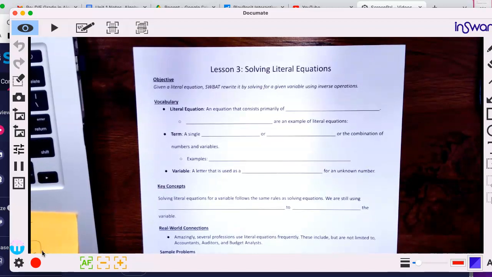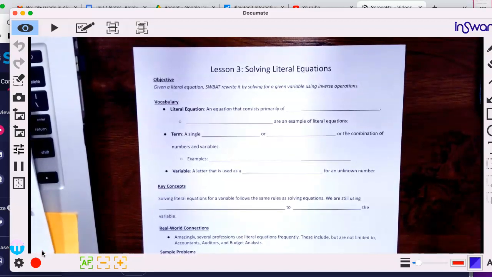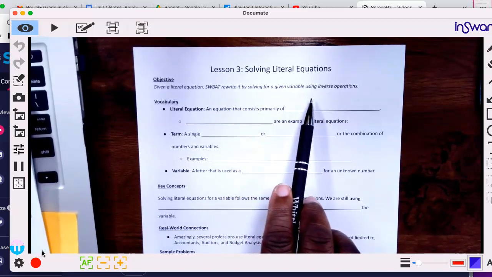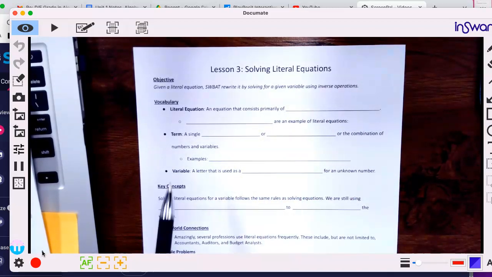Good morning, students. Today we're going to work on solving literal equations. Given a literal equation, students will be able to rewrite it by solving for a given variable using inverse operation.